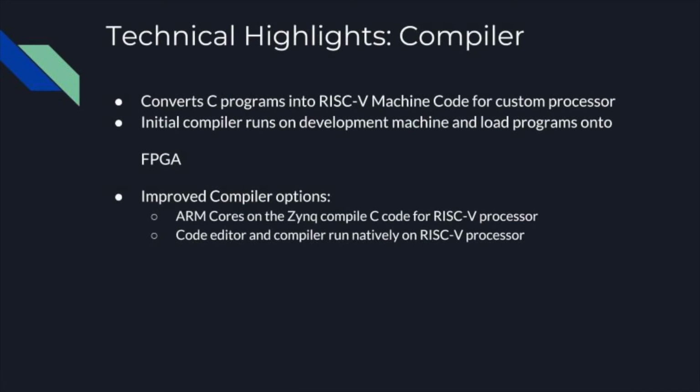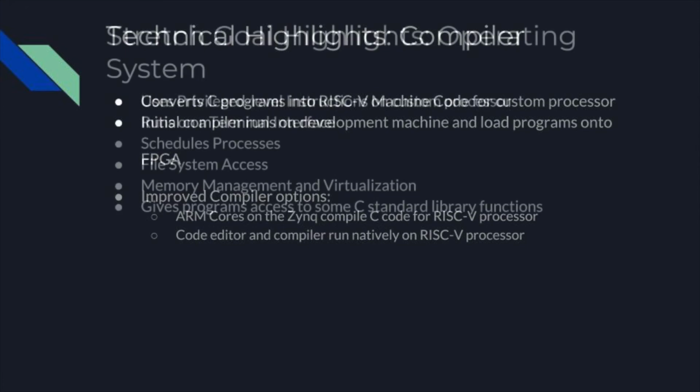Technical highlights. Compiler. The compiler will convert C programs into RISC-V machine codes for our custom processor. The initial compiler will run on our development machine and will then load the programs onto the FPGA to be tested and run. Ideally, we want to create an improved compiler which will either run on the ARM cores in the Zynq processor and then compile C code which will then be run on the RISC-V processor, or make an editor and a compiler to run natively on the RISC-V processor.